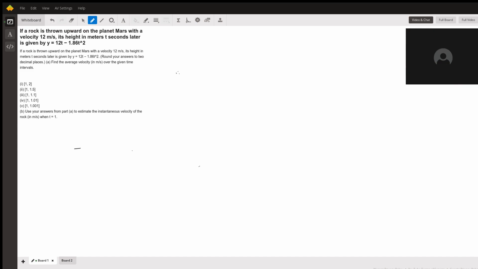In this question, we're told to find the average velocity. We're given some pieces of information: the initial velocity, which is 12 meters per second, and a height function, h of t, which is equal to 12t minus 1.86t squared. And with this height function, we know that the height is decreasing.